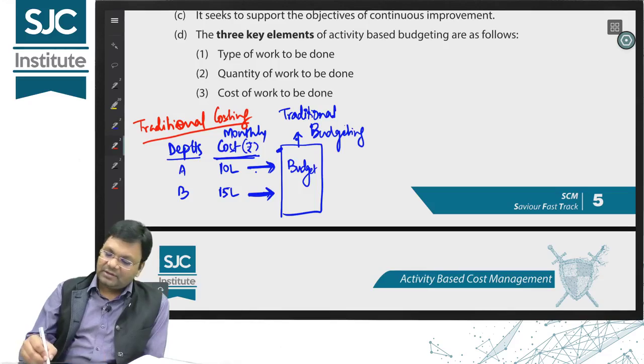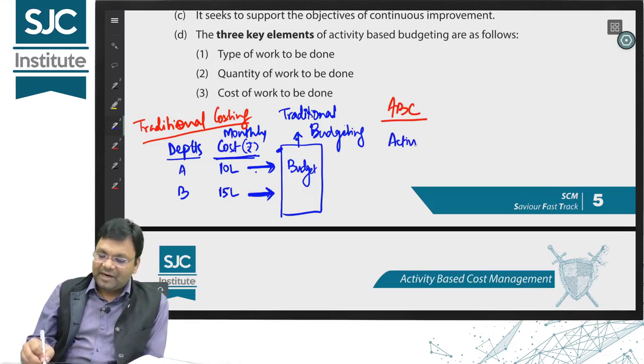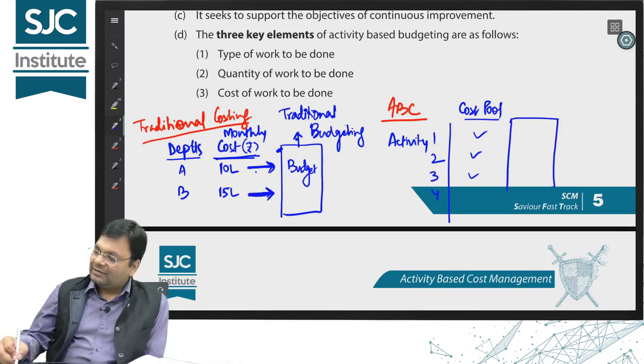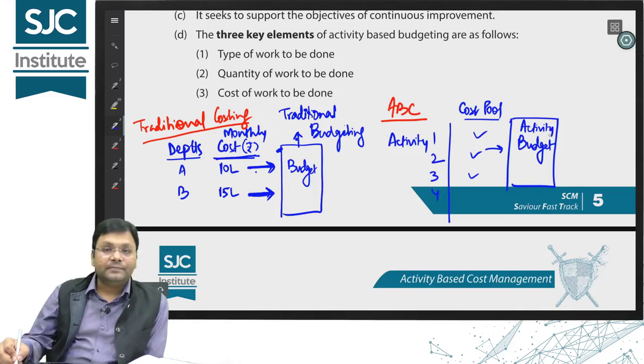So when we switch to activity-based costing, first of all, you know already that we don't have the department concept. We have the activity concept: activity 1, 2, 3, 4. Like that will come. Then we will have a cost pool for each of the activities. Now the working behind the calculation of this cost pool will be called a budget. You can say activity-wise budget or activity cost budget.